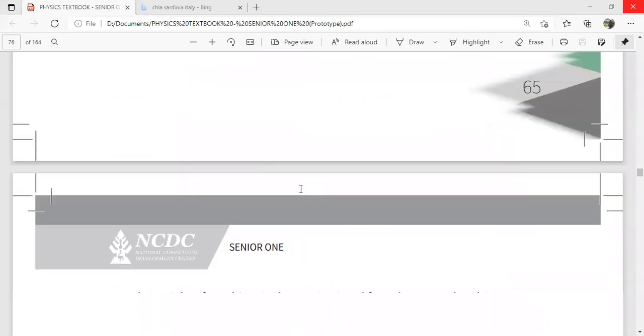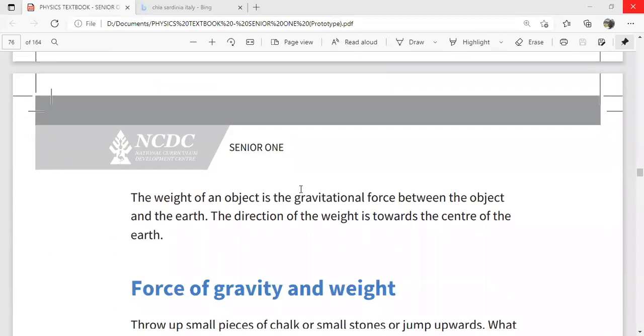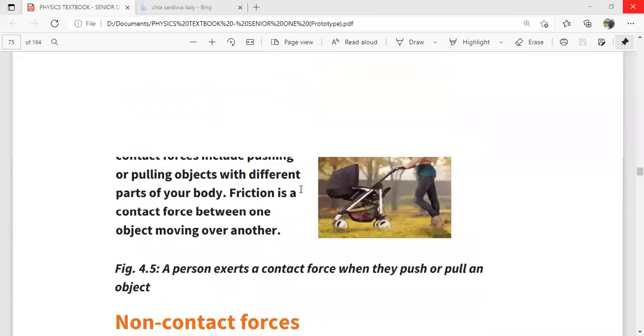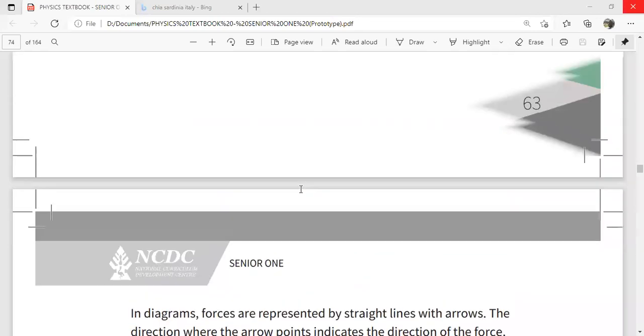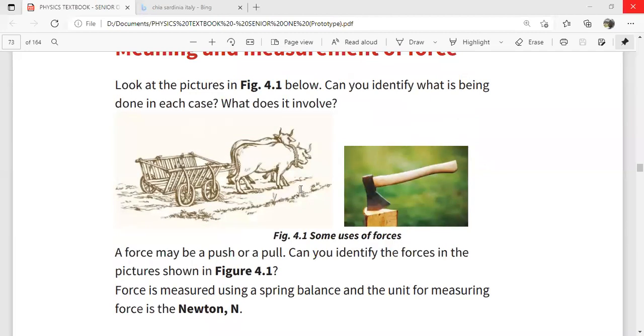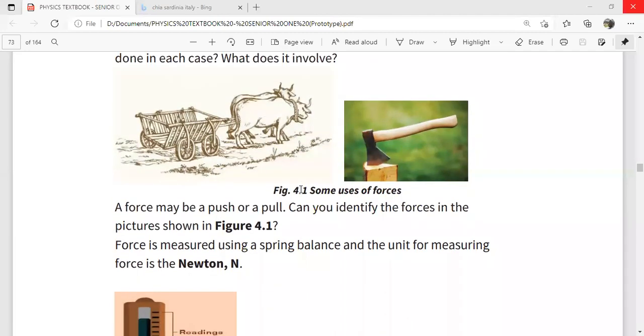Contact forces. Weight, force of gravity. At this juncture, let us capture the definition of a force. We have said a force may be a push or a pull. Is that okay? Yes.